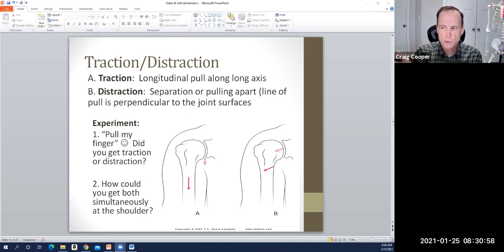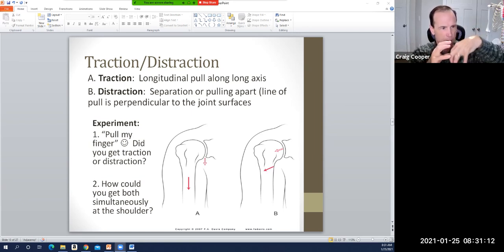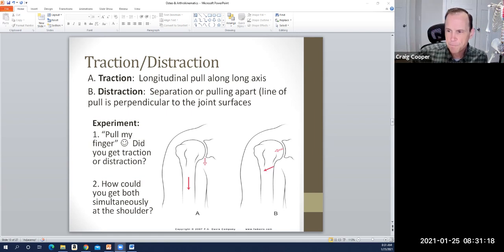And so when we do shoulder, we always need to think about, we need to distract the joint first and separate the head from the fossa before we then try to glide the head in one direction or the other, whether we're gliding it front to back, whether we're gliding it up or down, or whichever other plane we're trying to affect the movement in. So it's important to understand the difference between those terms.